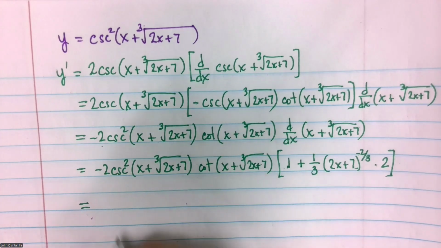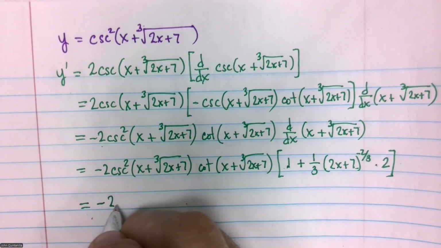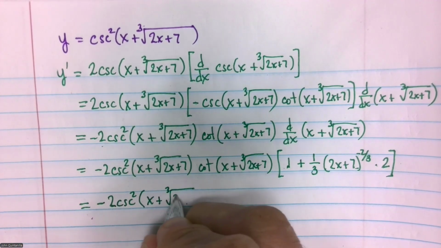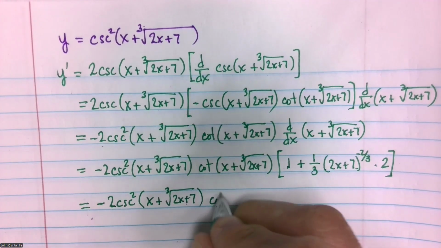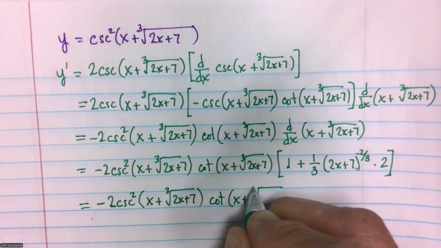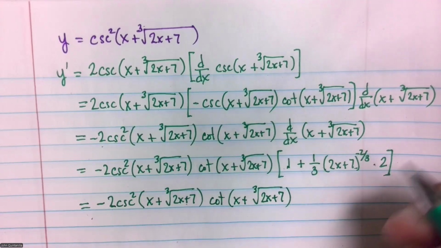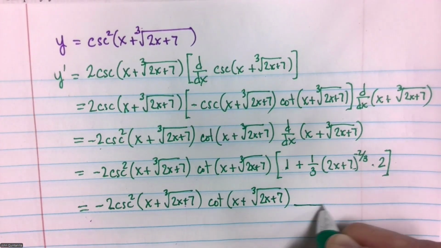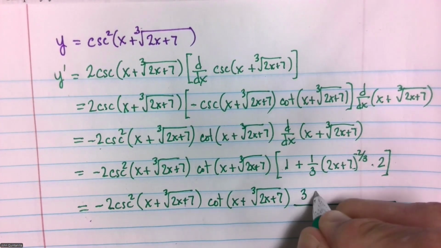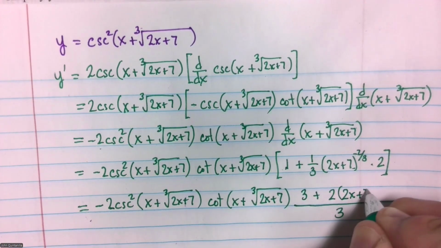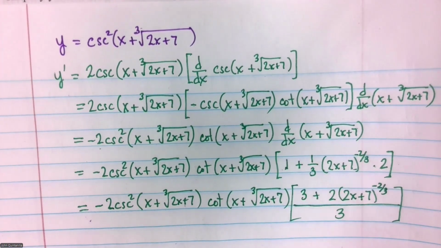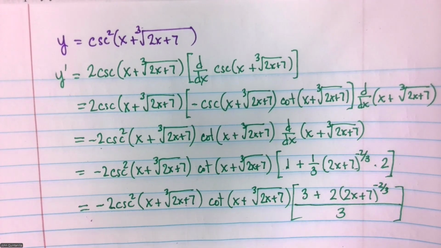Okay, now I'm done differentiating, and so I can now simplify this as best I can. Minus 2 cosecant squared of x plus the cube root of 2x plus 7 times the cotangent of x plus the cube root of 2x plus 7. And for the part in brackets, there's not a whole lot I can do other than just get a common denominator. So everything over 3, I've got 3 plus 2 times 2x plus 7 to the negative 2/3. And really, that's just about as good as it gets. And so for test purposes, that would be considered simplified, and that would be the derivative.